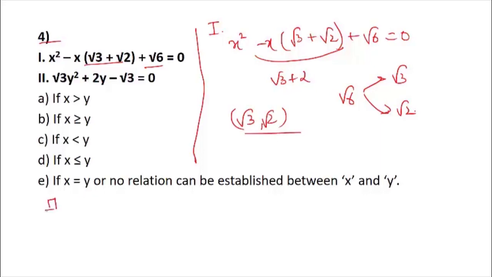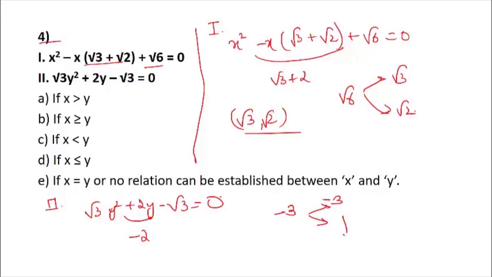Let us take Roman number 2, root 3 y square plus 2y minus root 3 is equivalent to 0. So how we could deal with this question is, if you see, take the negative of this, it will be minus 2, and the product of these two would be minus 3. Okay, because this is plus and this is minus, so minus 3.